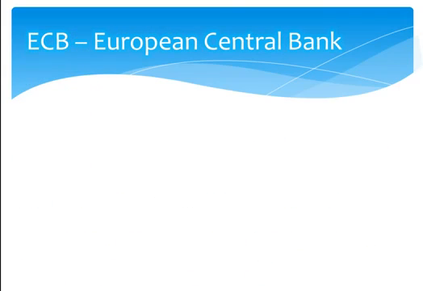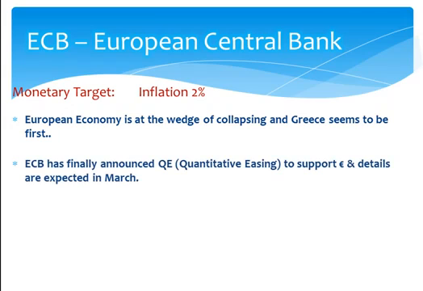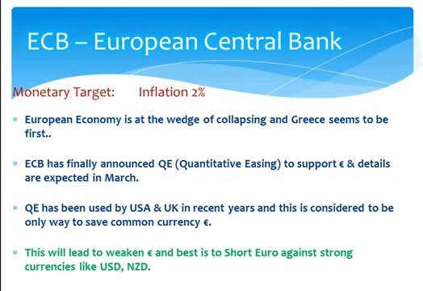Let's have a look at the European Central Bank's monetary target. Their monetary target is the inflation rate, but the European economy is on the verge of collapsing and Greece seems to be the first. Finally, the European Central Bank has announced a quantitative easing program to support the common currency in March. Details are expected in March. So this will weaken the euro, and the best option is to short the euro against strong currencies like the USD and the New Zealand dollar.